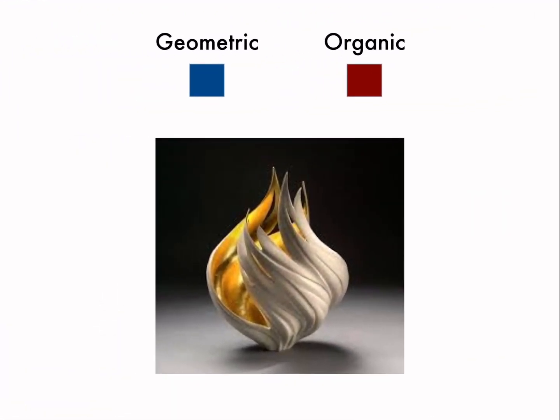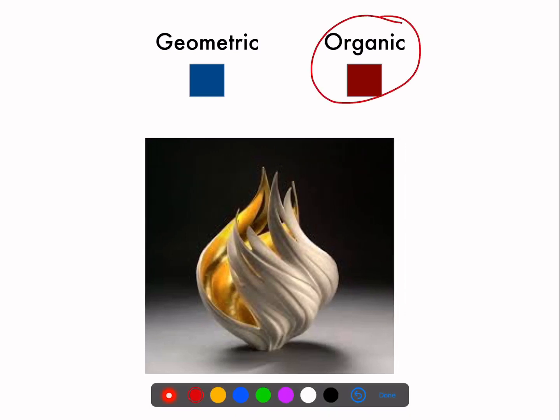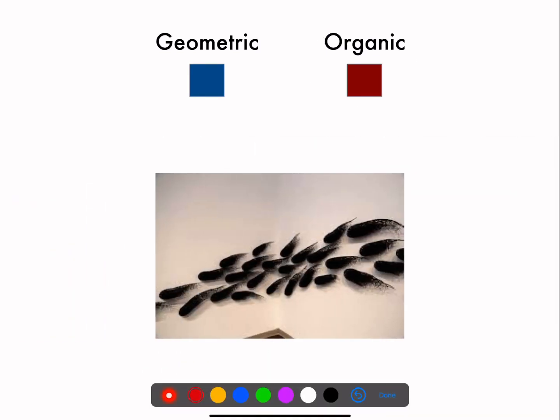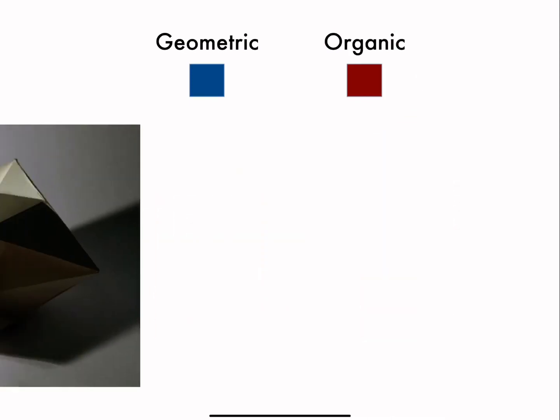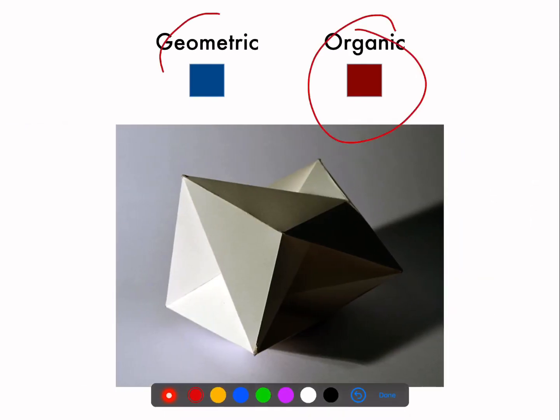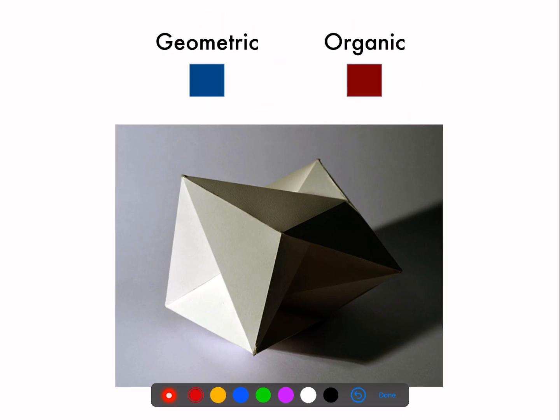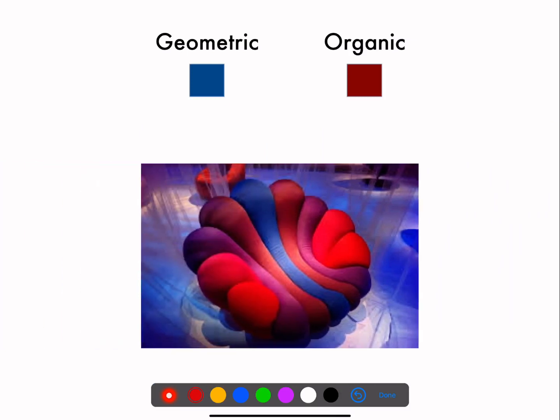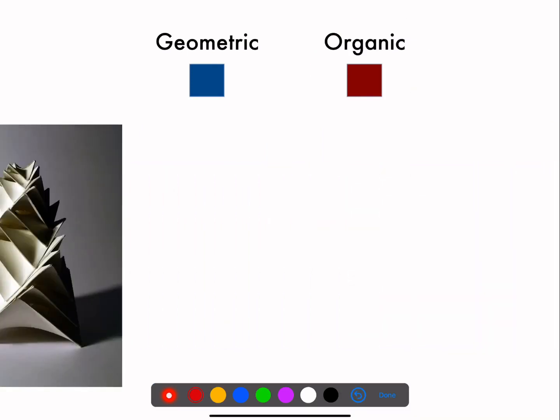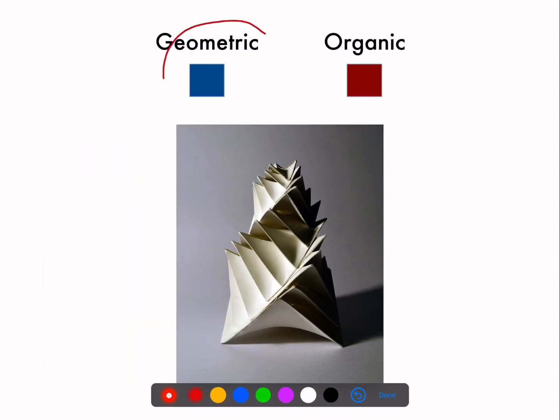Let's review geometric and organic shapes. This would be considered organic. This would also be considered organic. Geometric for this one. Organic. Geometric.